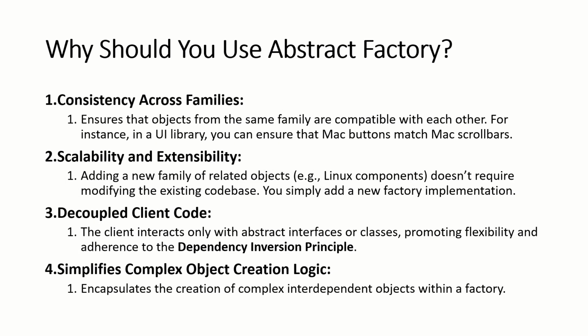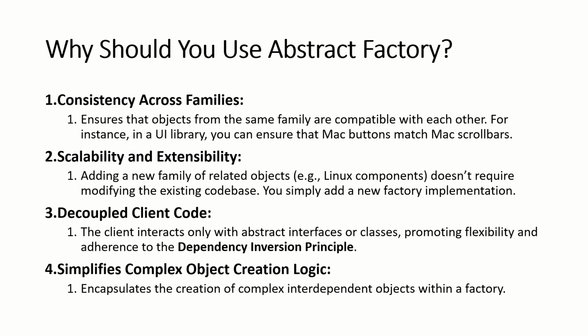Now I will go to the next slide to discuss why one should use abstract factory. Okay, so the first thing is consistency across the families. It ensures that the objects from the same family are compatible with each other. For instance, in a UI library, you can ensure that Mac buttons match the Mac scroll bar. Okay, so consistency across the family should be there. Scalability and extensibility. Adding a new family of related objects like Linux components does not require modifying the existing code base. You simply add a new factory implementation and that's it.